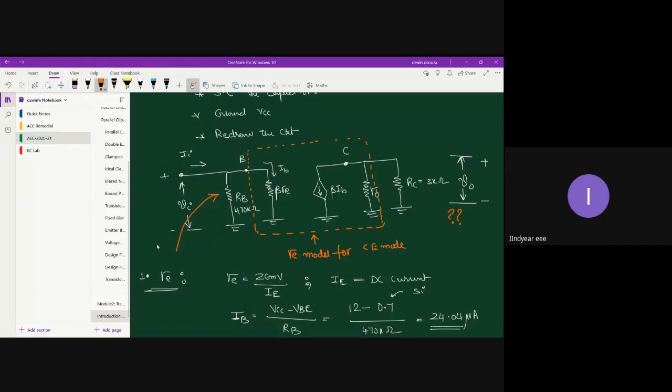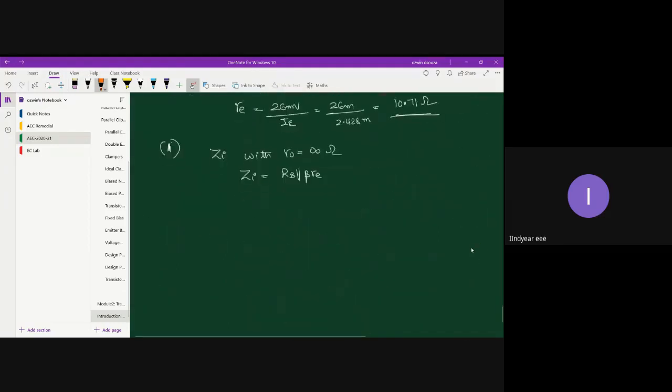As you look into the network, you get to see Zi. Similarly, on the output side, when you look into the network, you would get Z0. So Zi is RB parallel with beta times RE. That is equal to RB is 470 kilo ohm into beta is 100 into RE is 10.71, divided by 470K plus 100 into 10.71. Beta is 100 and RE is 10.71 ohms.